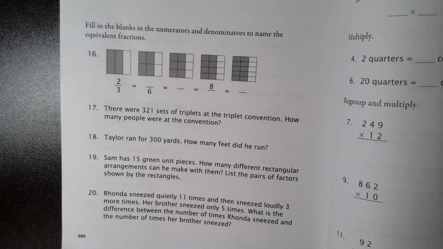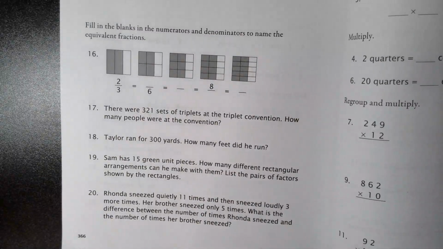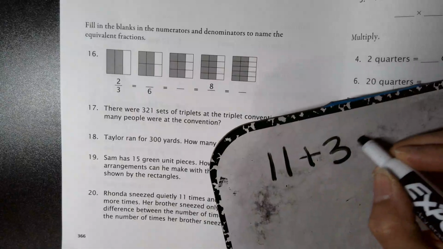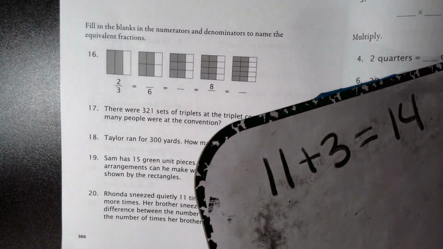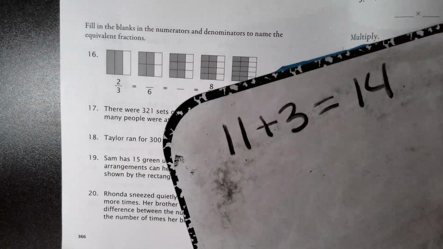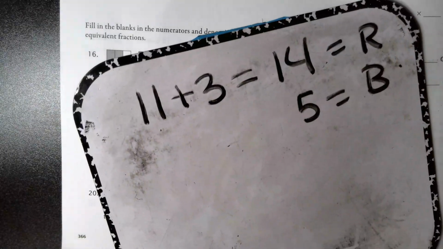So her brother sneezed 5 times. We know exactly how many times her brother sneezed, but Rhonda's is separated between quietly and loudly. So we need to combine them first, and when you combine something, that means add. She sneezed quietly 11 times, then loudly 3 more times, so altogether she sneezed 14 times. That's how many times Rhonda sneezed. Her brother only sneezed 5 times. So we'll put R for Rhonda, B for brother.